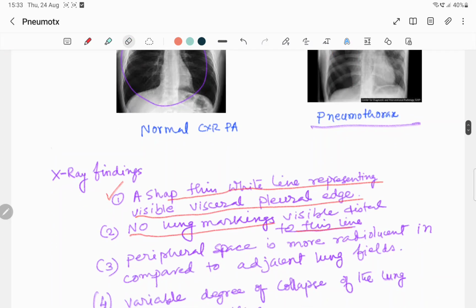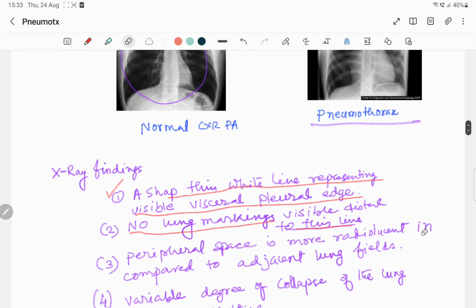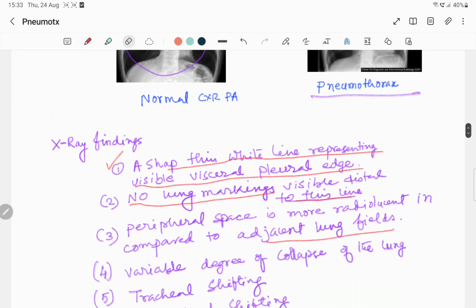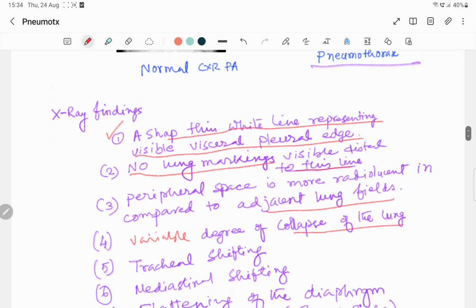Okay. Number three, the peripheral space is more radiolucent compared to the adjacent lung fields. This is the medial area and this is the peripheral, lateral area. This peripheral area is more radiolucent, that means darker, compared to this medial area. Okay, this is another finding. Now, variable degree of collapse of the lung, I have already said.